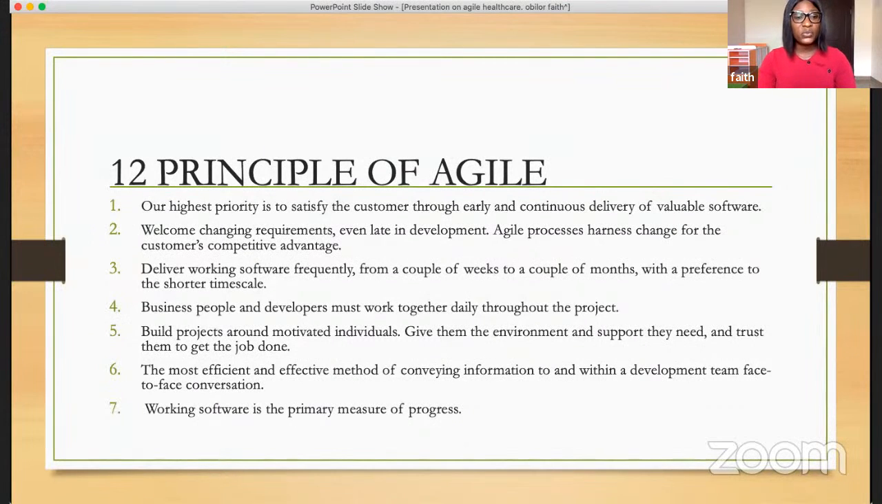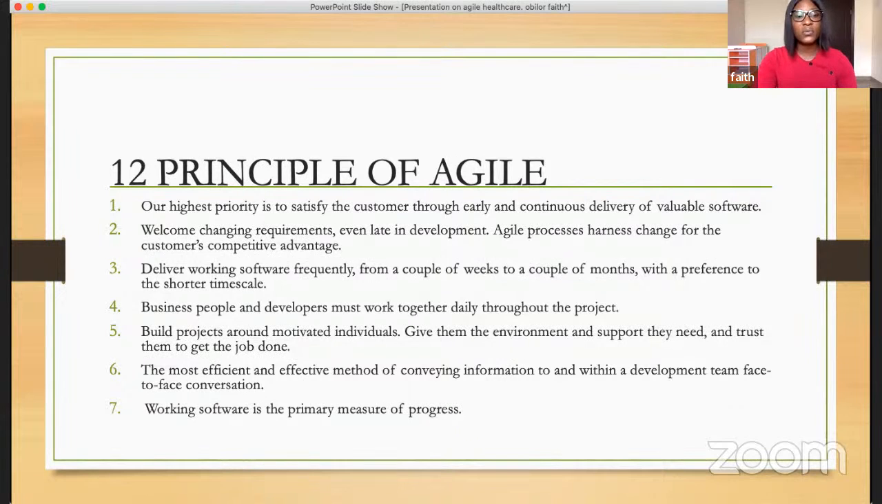Then we have the fifth, which is build projects around motivated individuals, which is very, very important. In every organization, motivation is the key, whereby you reinforce positive reinforcement, either words of encouragement or it can be material things like, let's say, money. We actually motivate the person instead of just giving negative words after so much work has been done. Yeah, so that is it.